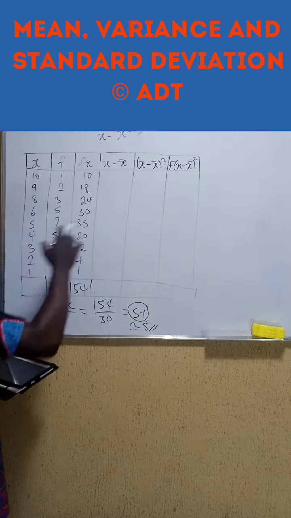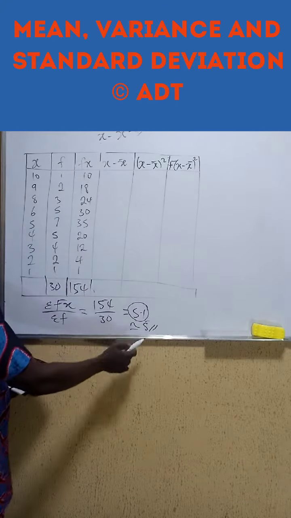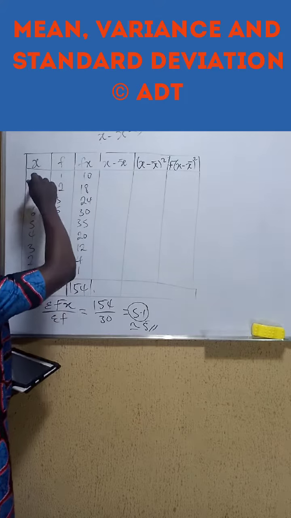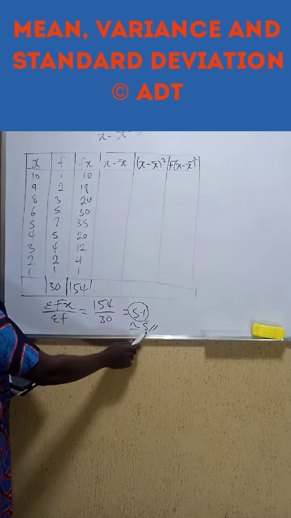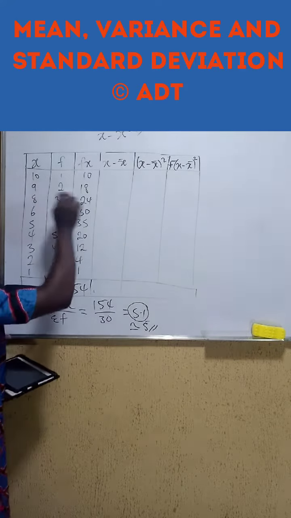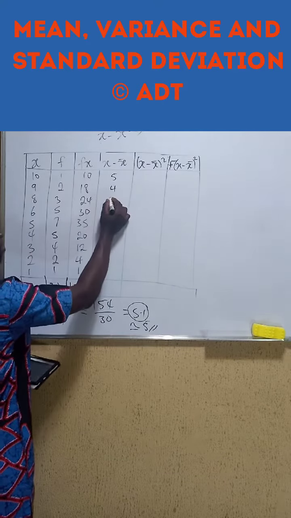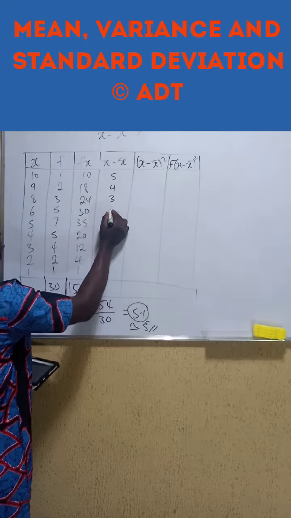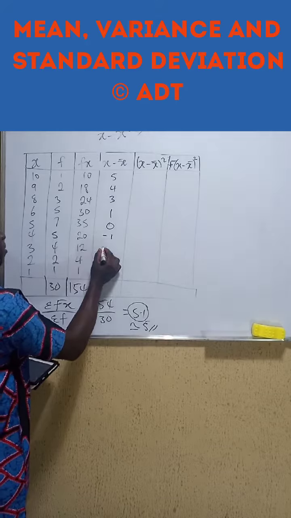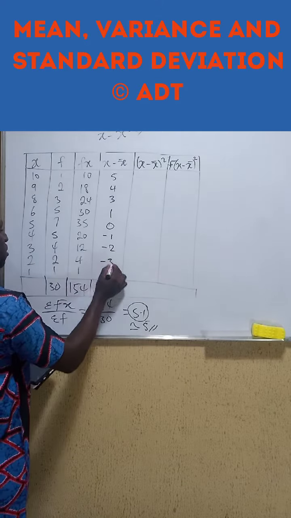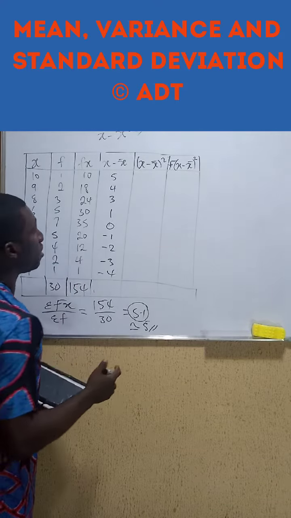Okay, so let's do the subtraction we have here. This x is all of these, and this x bar is this one, which is the mean. So 10 minus 5 will give us 5, 9 minus 5 will give us 4, 8 minus 5 will give us 3, 6 minus 5 will give us 1, 5 minus 5 is 0, 4 minus 5 is minus 1, 3 minus 5 is minus 2, 2 minus 5 is minus 3, and 1 minus 5 is minus 4. So that's how we got all this.